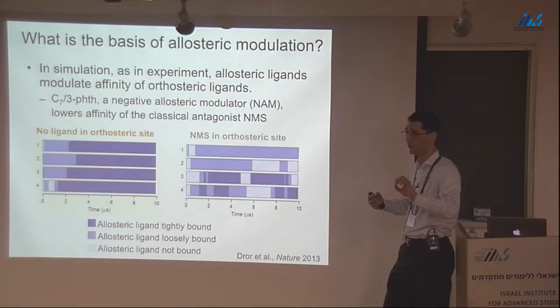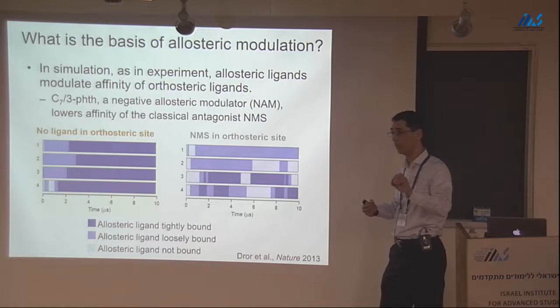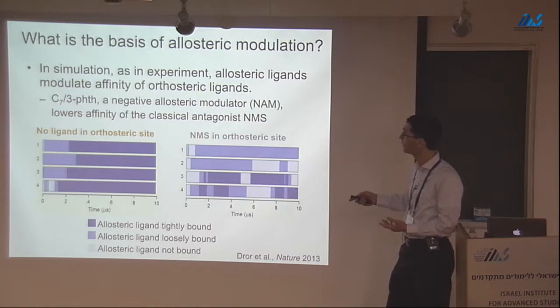That is, I mentioned earlier that the main effect that modulators exert is that they either increase or decrease the affinity of the orthosteric ligands. But how does that happen? So first, a bit of terminology.